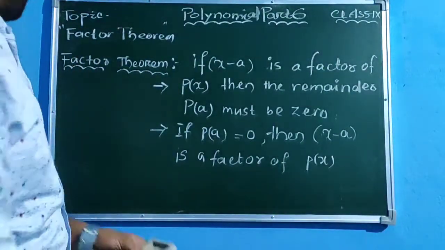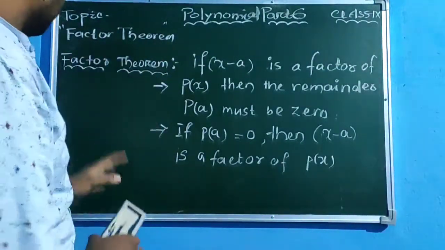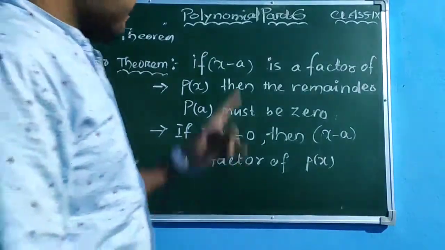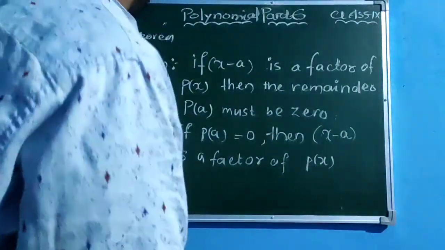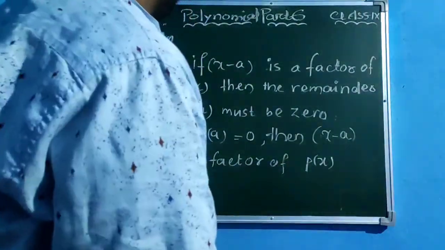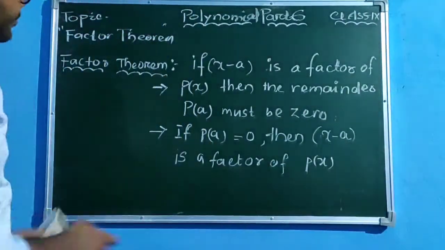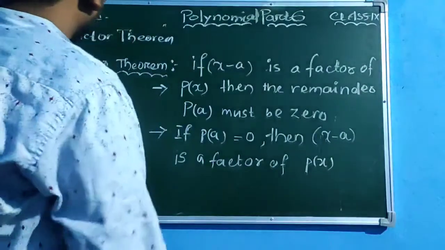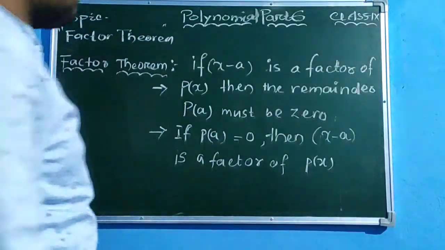Today's topic is the factor theorem. What do you mean by factor? A factor is an exact divisor of a number. As we have already discussed the remainder theorem, this p(a) is known as your remainder. Now come to the factor theorem.